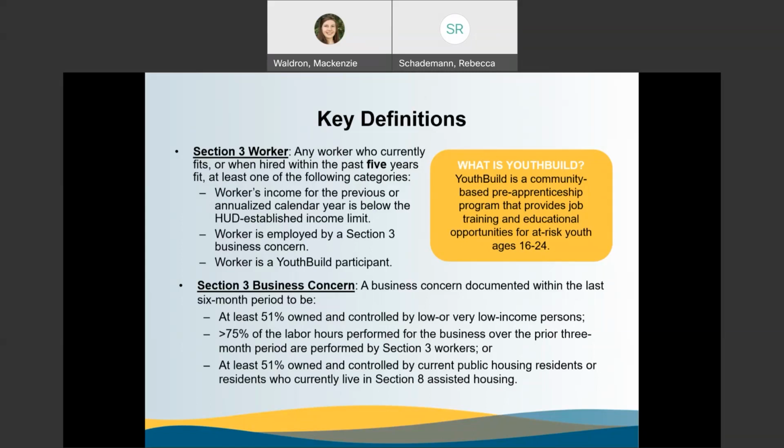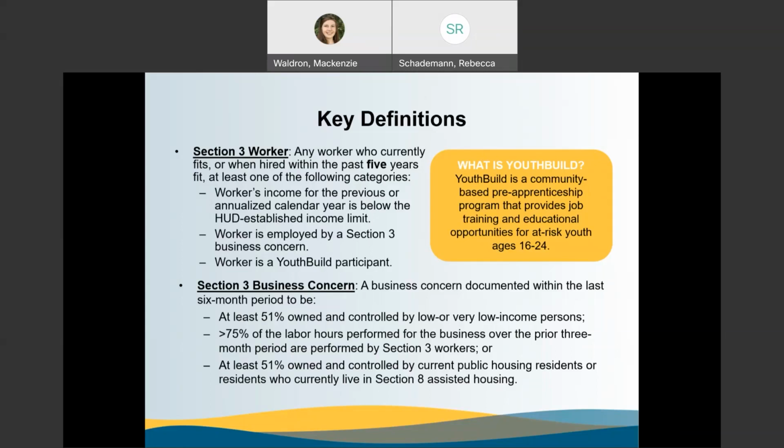The 5-year period for a worker cannot begin before the November 30th, 2020 effective date. Therefore, section 3 workers hired prior to November 30th, 2020 may be certified for a 5-year period beginning November 30th, 2020. If you focus your attention on the yellow box on the screen, we just want to mention that YouthBuild is a community-based pre-apprenticeship program that provides job training and educational opportunities for at-risk youth ages 16 to 24.